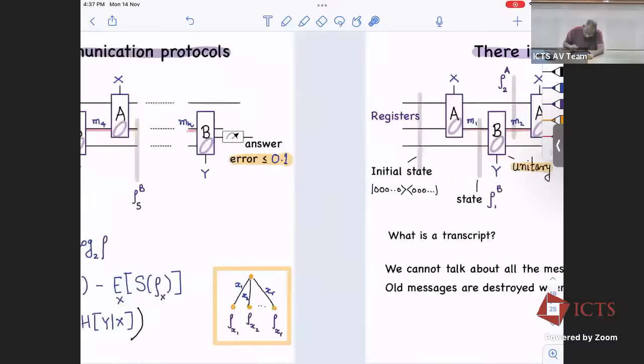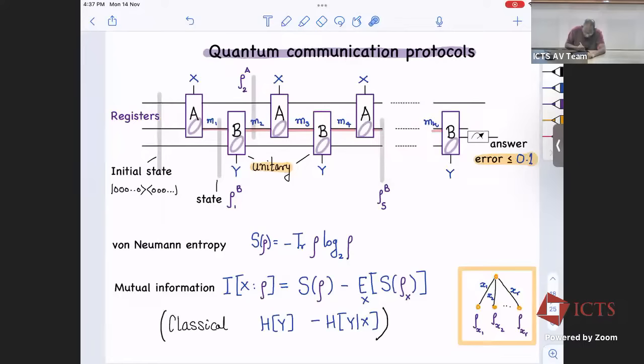Right now I'm just telling you what von Neumann entropy is and what mutual information is. Suppose you have classical information, and for each outcome there is a particular quantum state. Then I want to say how much information this quantum state has about this input. Then I compute this formula. Right now I'm just defining these four quantities. Now, how do I use it in analyzing this protocol?